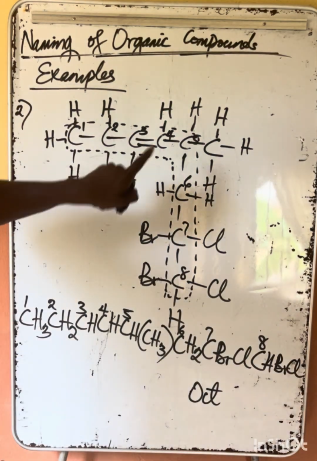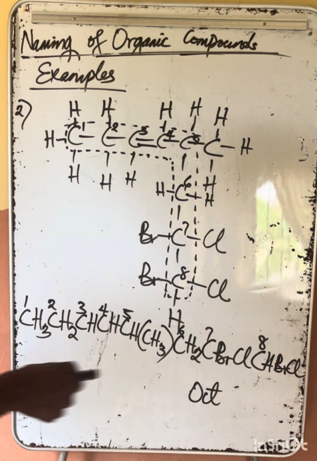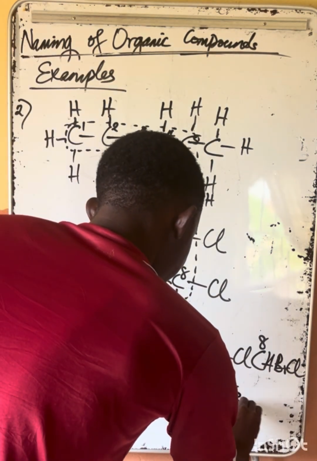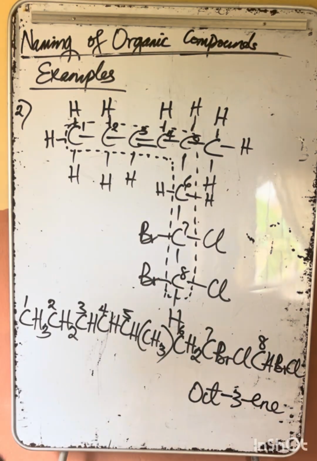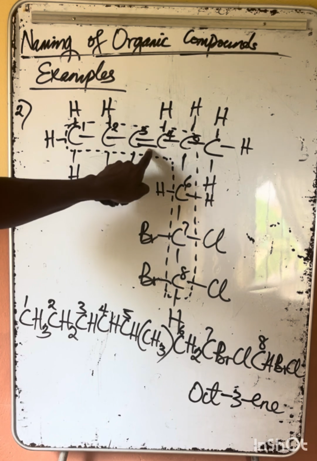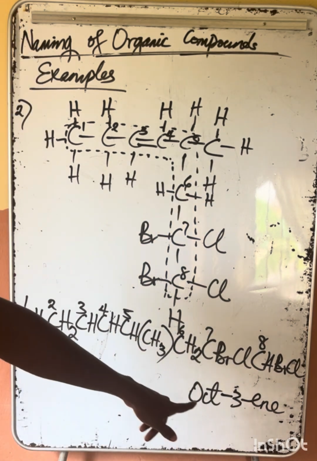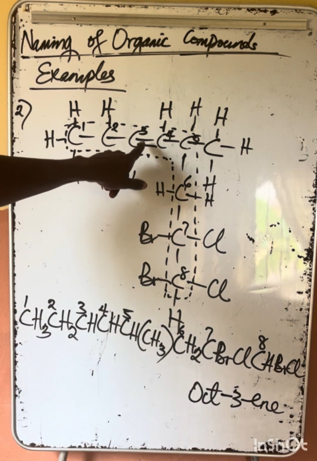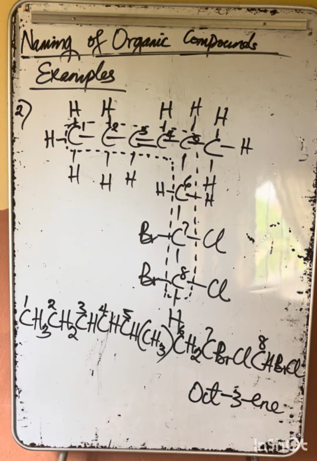this double bond is on carbon atom 3, so it will be 3-ene, E-N-E. Why ene? Because it is a double covalent bond. Why 3? 3 here tells us that the double bond is on carbon atom 3. Okay, so that is sorted. Now let's go over to the name as prefix or prefixes. So in trying to identify our prefixes, we must look out for what are the items in this compound that are not hydrogen? So let's go.